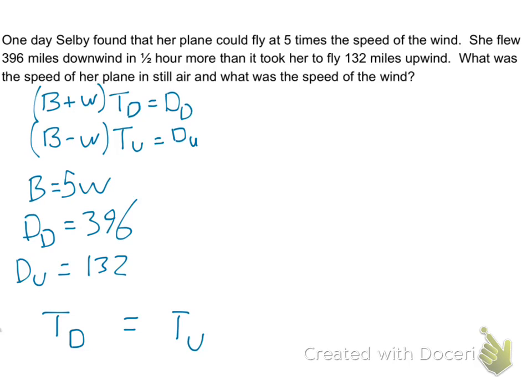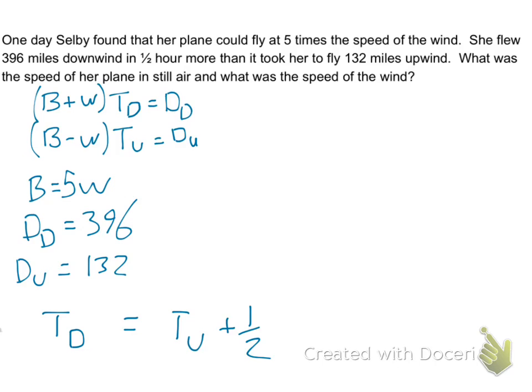This gets a little tricky here too. They're not equal, are they? Someone has more time. Who has more time? She flew downwind in 1/2 hour more than upwind. So TD is equal to TU's time plus 1/2 an hour. Could I say TD minus 1/2 is equal to TU? Yeah, we could do it that way too.